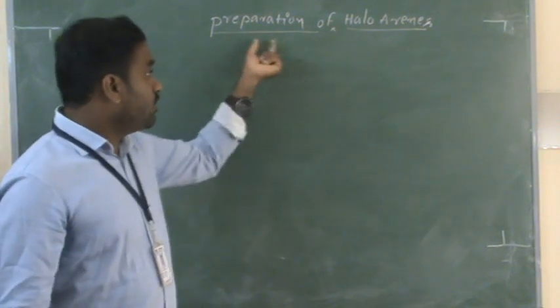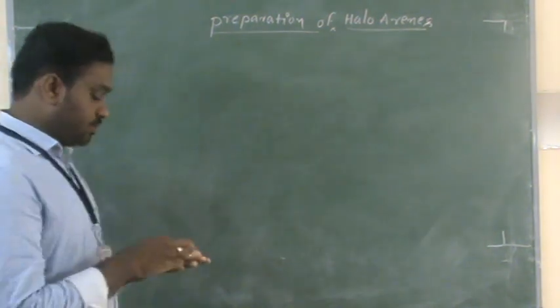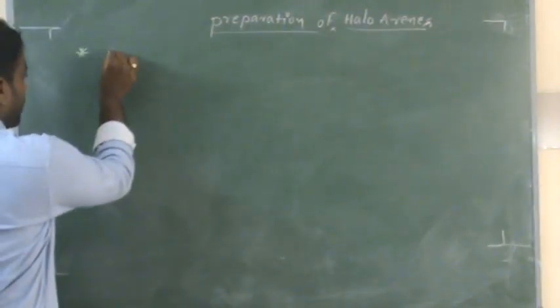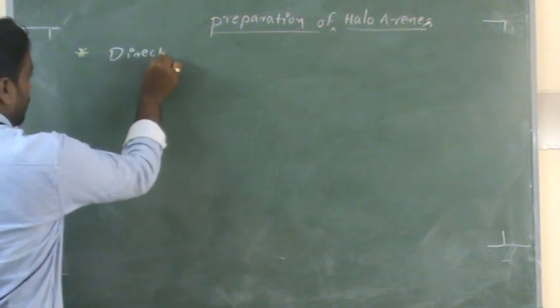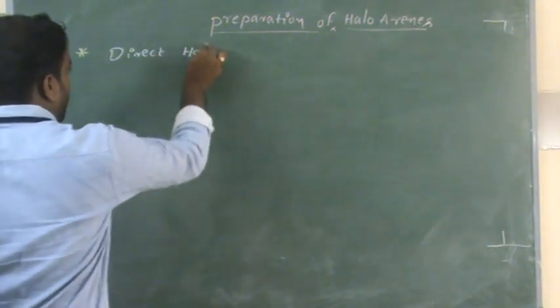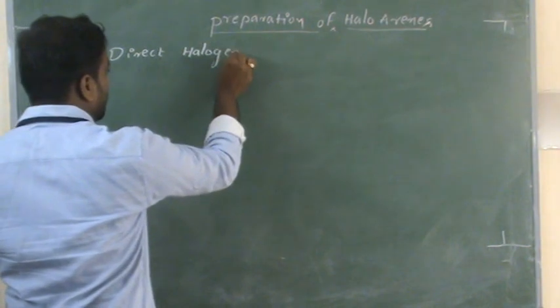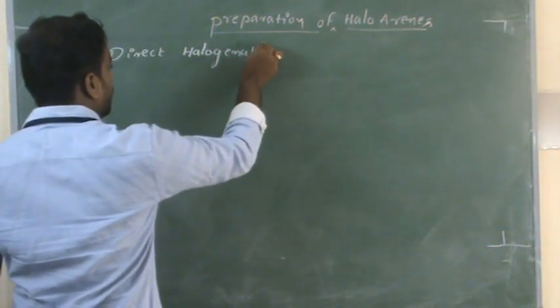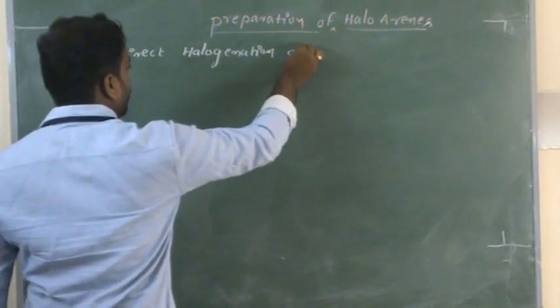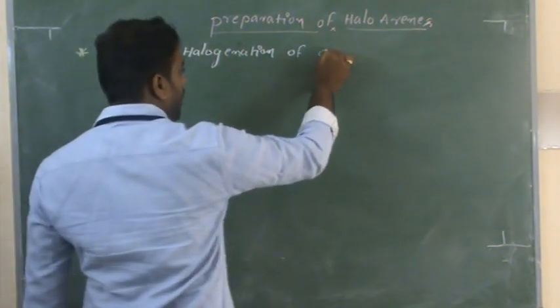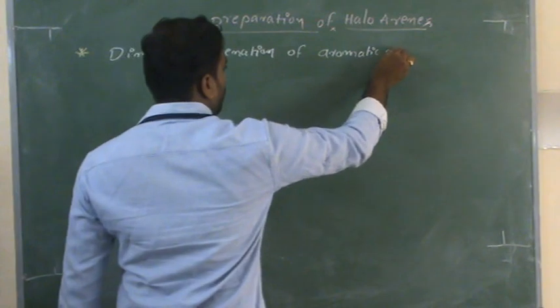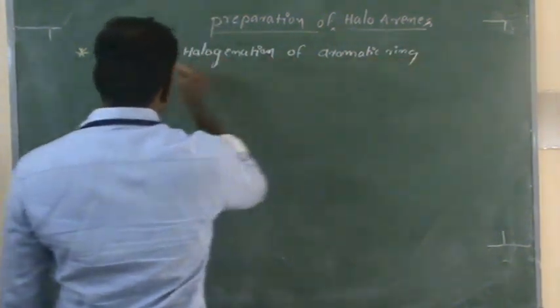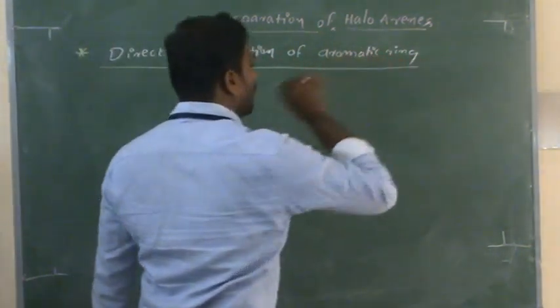And preparation of haloarenes. For that, the first method is direct halogenation of the aromatic ring. This is the first method for the preparation of haloarenes.